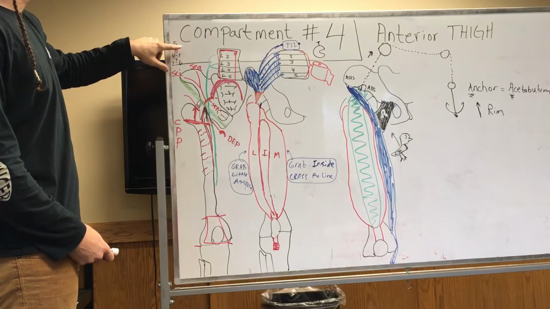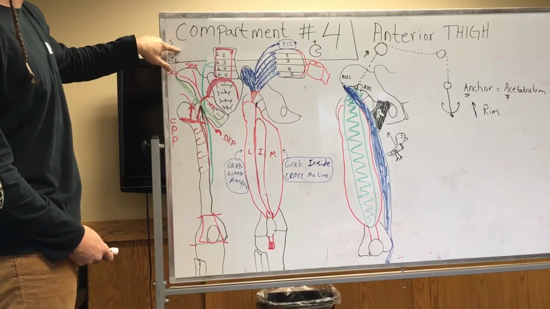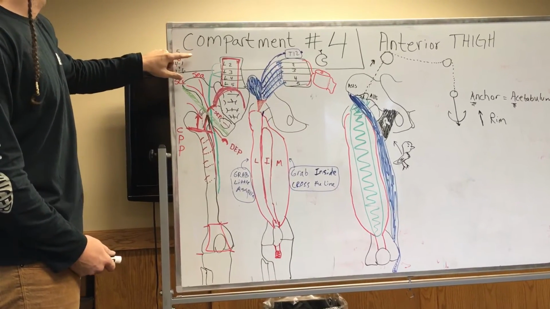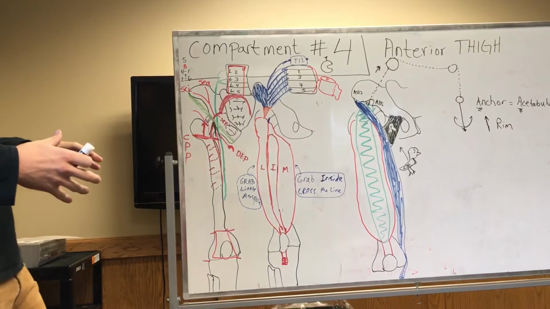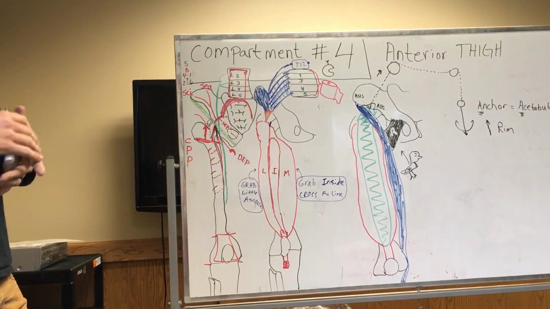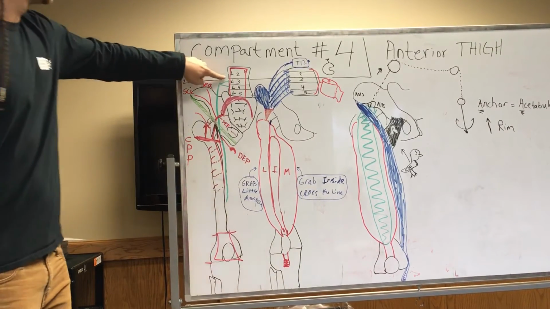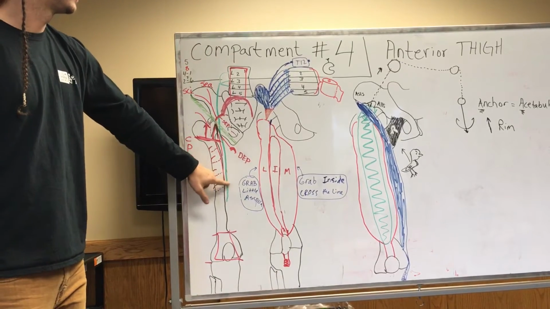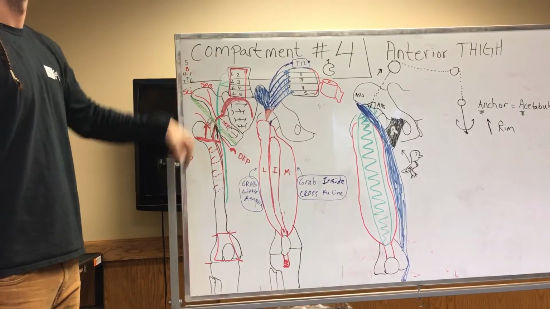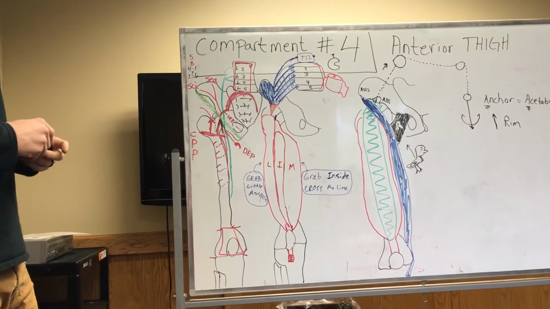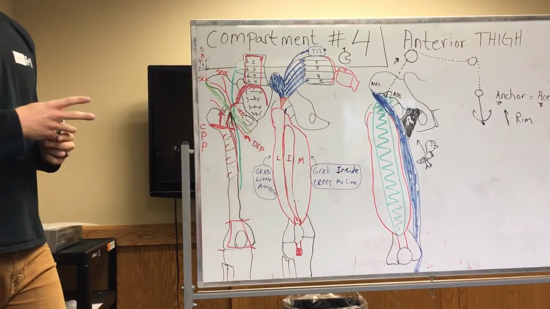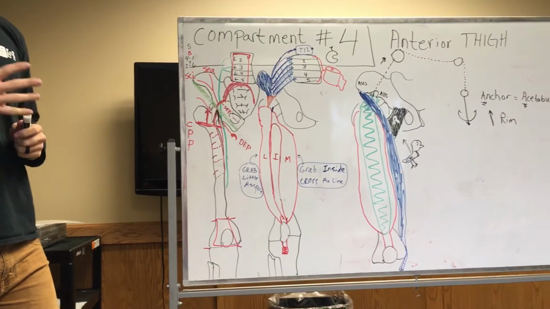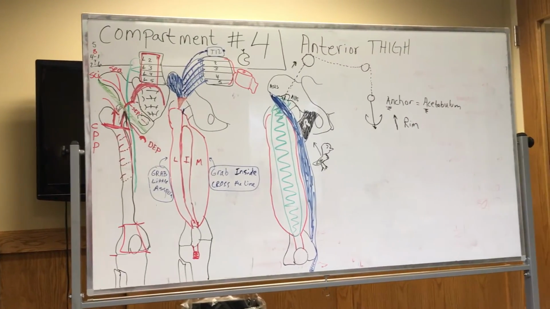We know that the femoral nerve innervates 8 muscles. So those are the 8 muscles that we've included in compartment 4, those that are innervated by the femoral nerve. Did I say artery? Yeah, sorry. Femoral nerve is what I meant. So the first 4 of the muscles that are innervated by the femoral nerve are the 4 quads.